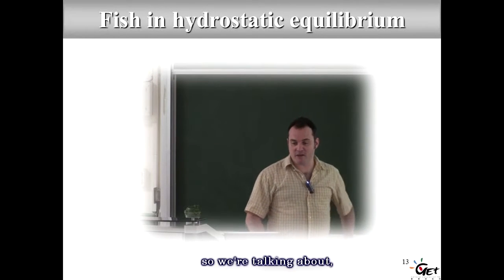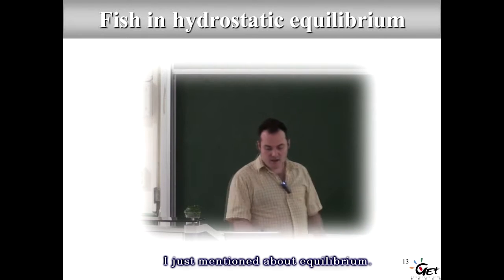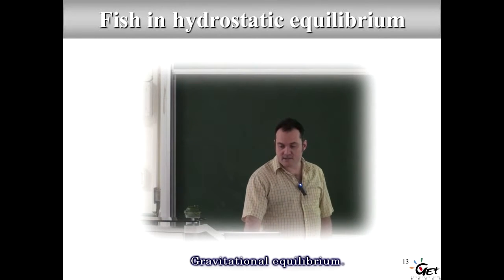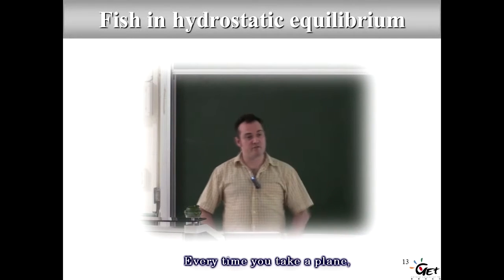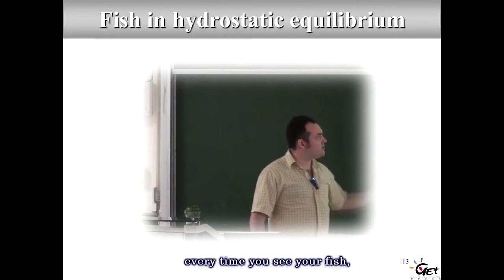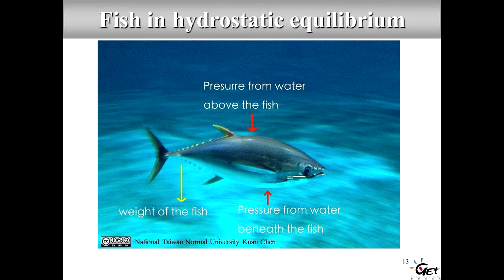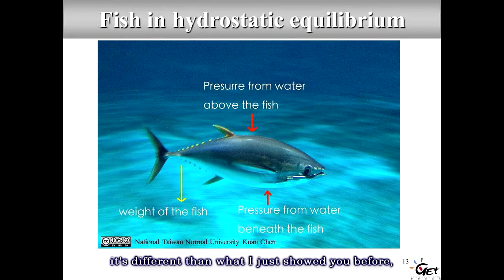Okay, so we're talking about, I just mentioned, equilibrium, gravitational equilibrium. And this is something that we all know. Every time you take a plane, every time you see a fish in his bucket, this is a kind of equilibrium. In the case of the fish, it's a hydrostatic equilibrium, slightly different than what I just showed you before. But it's a very good analogy. It's more or less the same forces in action.